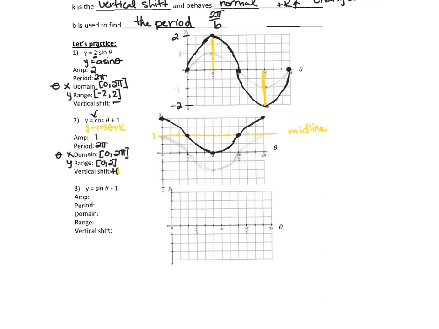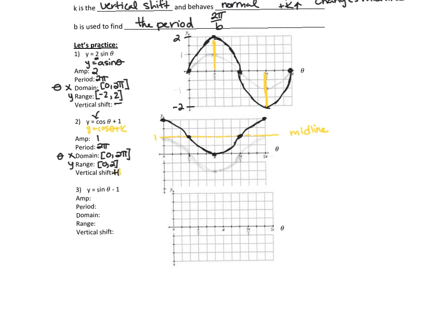So let's continue with one more example. This example has another vertical shift. This is really y equals a sine theta plus k. So my a is 1. So my amplitude hasn't changed. There's no number in front of my sine. However, I do have a -1. This means my vertical shift of my entire sine graph is going to be down 1.